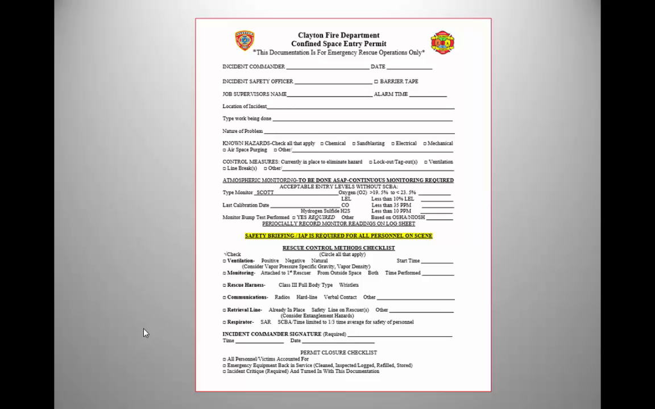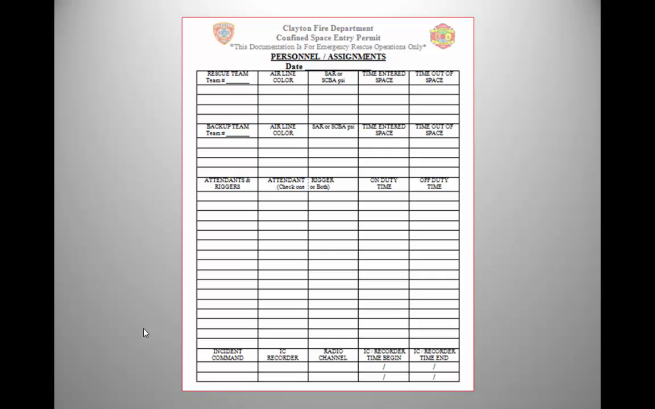Now, if we're using supplied airline, that's a different story. So here's where you just write that PSI for the SCBA, and then also time in, time out, so that way we can monitor how long they've been in the space. Sometimes the first person in may need to be the first person out if they're using the SCBA. Your attendants and your riggers, their names will go here. You can check one or both. Were they an attendant or were they a rigger?